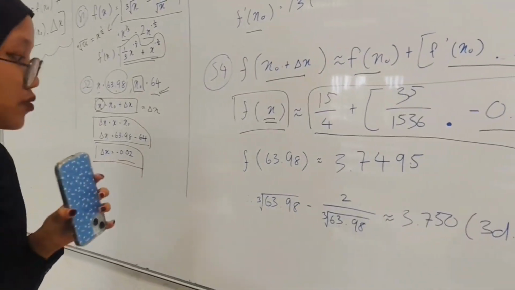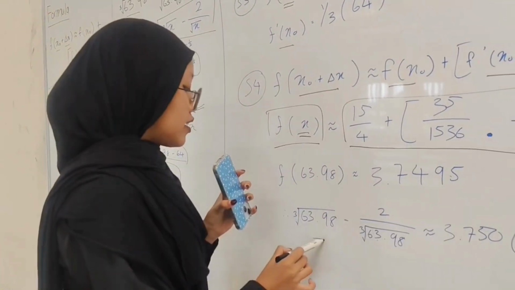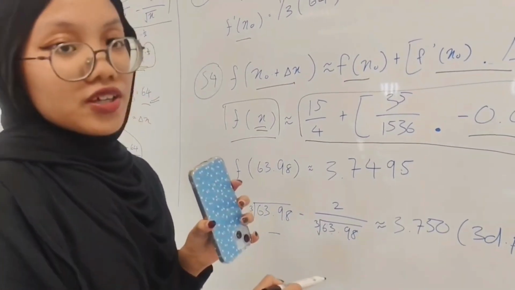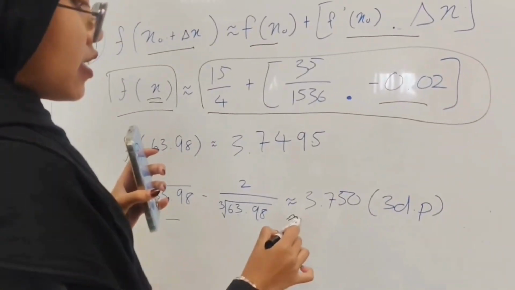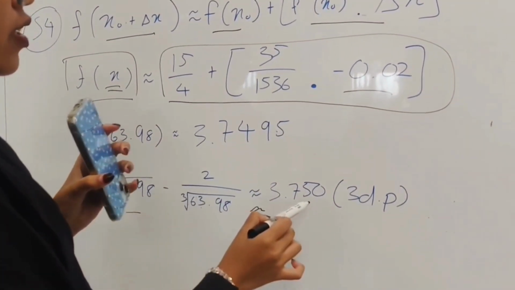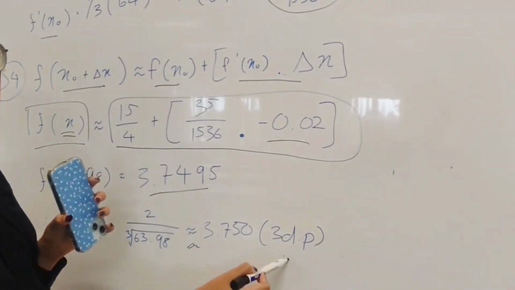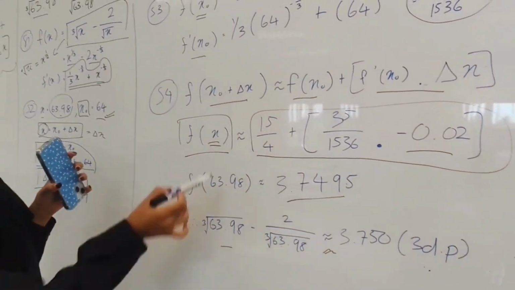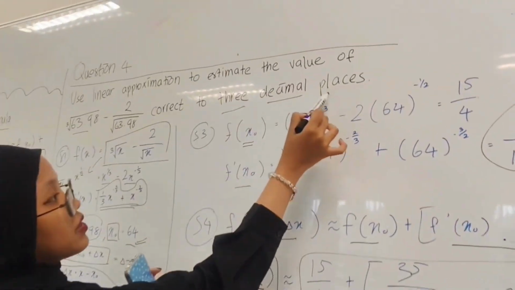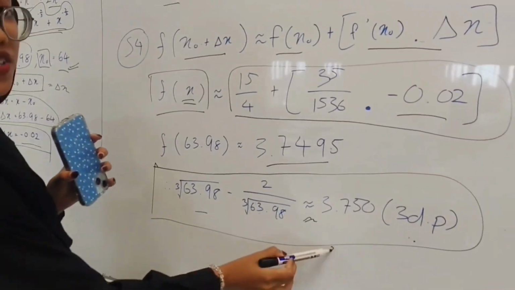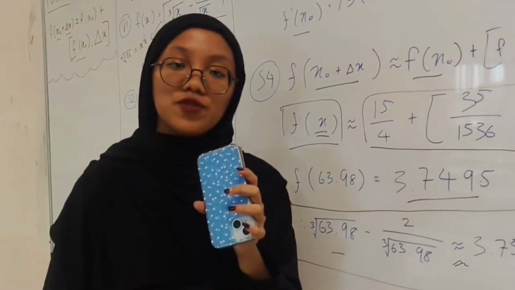To conclude, the cube root of 63.98 minus 2 over the cube root of 63.98 is approximately 3.750. So we need to round this off to 3 decimal places because the question wants 3 decimal places. So this is the final answer. So that is all from me.